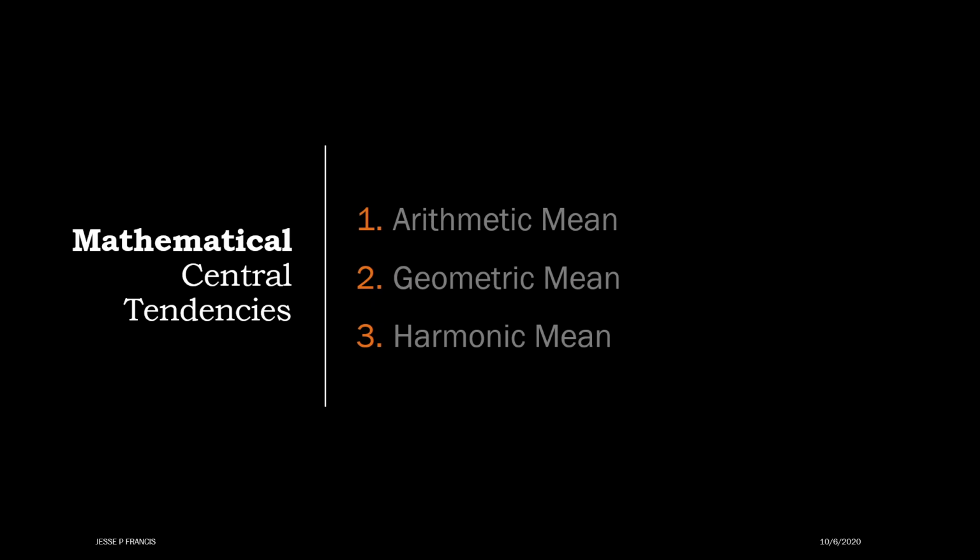So we will conclude our discussion on mathematical central tendencies. And if you notice, arithmetic mean was more ideal than geometric and harmonic mean. Does that mean we should use arithmetic mean always? Not exactly. There are places where geometric mean and harmonic mean will be more useful than arithmetic mean.